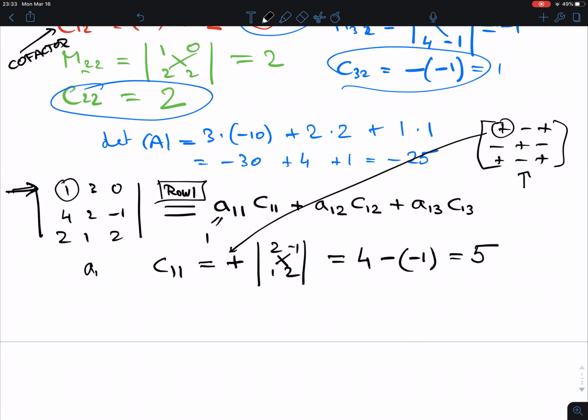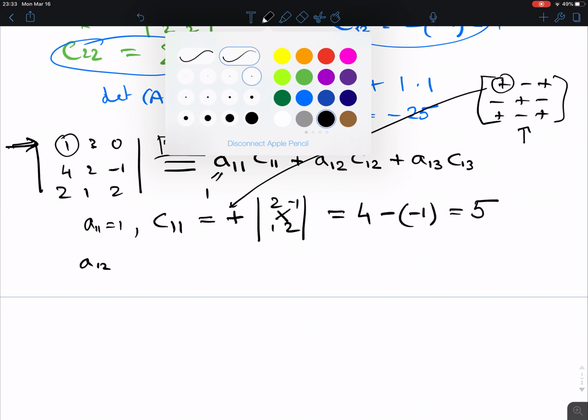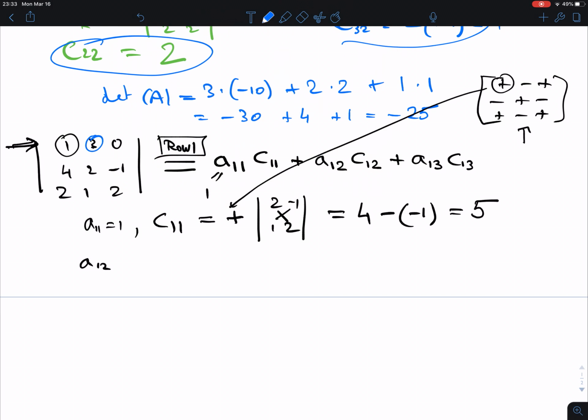Okay. Let's do A11, I'll write it here. A11 is 1. C11 is 5. Let's do the next one, A12. In other words, if you just visually do it in a different color, it's the next element in my same row. That is 3. And C12, remember this is the numbering that we use, it now corresponds to this sign. So it comes with a negative sign.